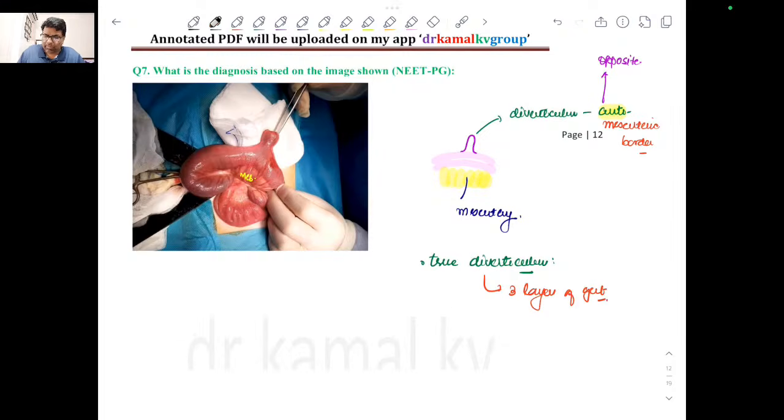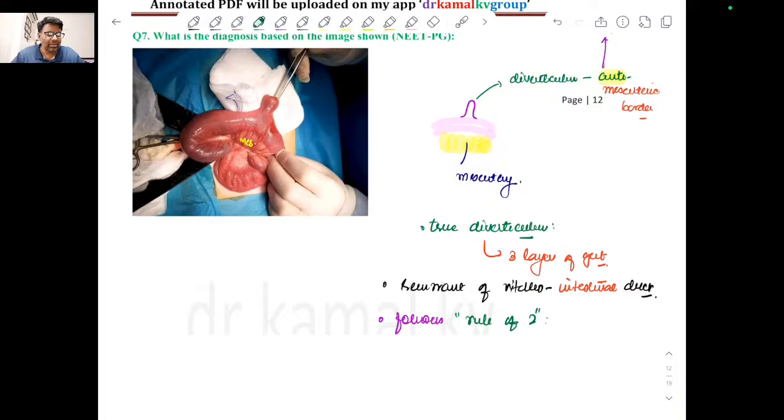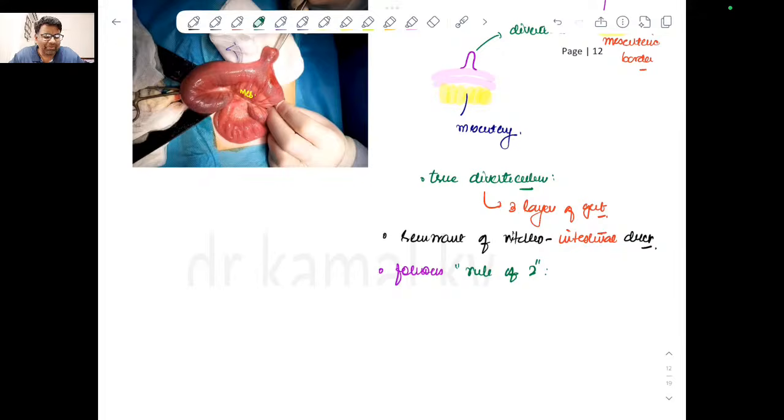Clear? Now, can anyone answer this? I'll give you one more clue. It is a remnant of vitello-intestinal duct. I'll give you one more clue. It follows rule of 2. Yes, anyone? Very good, Kakul.